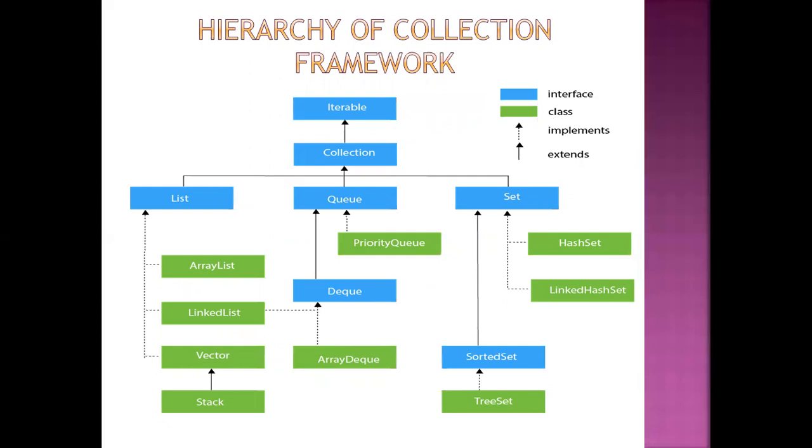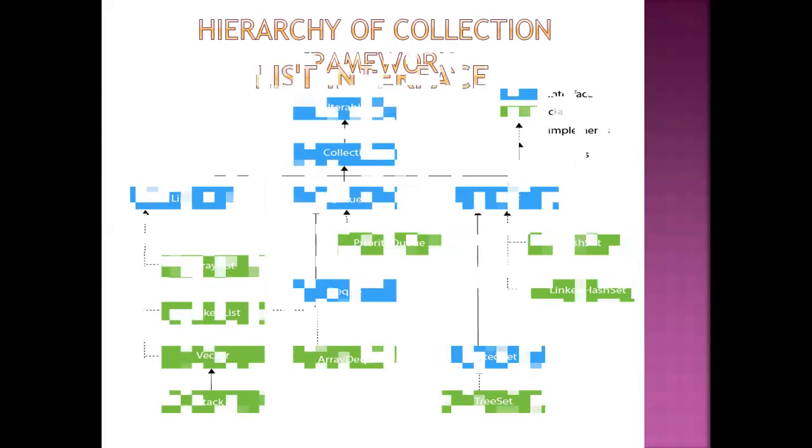Now the collection is an interface, and this collection interface further extends interfaces such as list, queue, and set. If we take for example the list interface, it has 4 classes under it. That is the ArrayList, LinkedList, vector, and stack. All these implement the list interface. So in this video, we are only going to discuss the list interface.